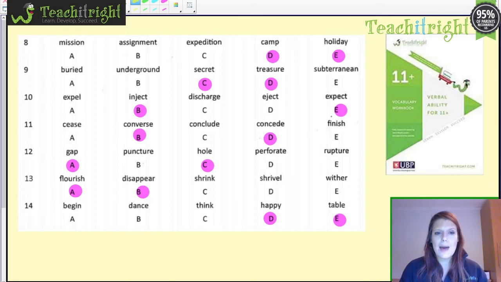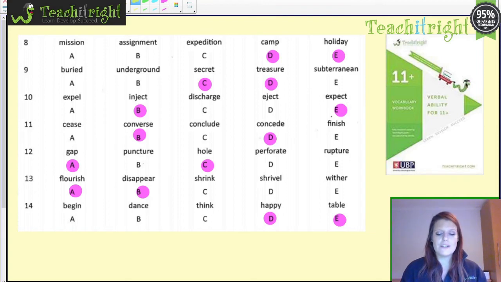Number 12, gap and hole. They're linked to each other and they are the odd ones out because the others mean to make a hole in something. They're verbs. To puncture, to perforate, and to rupture. A rupture is more specifically like a type of tear.